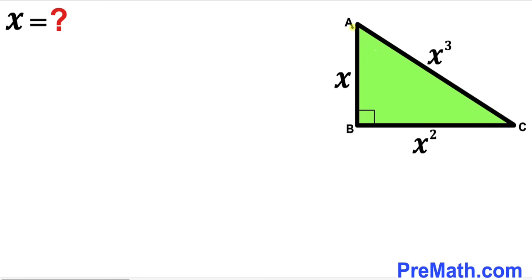We have this right triangle ABC, as you can see in the given diagram, such that its leg AB is represented by x, leg BC is represented by x squared, and finally the hypotenuse AC is x to the power 3. Our task is to find the value of x. In other words, we are going to solve for x.